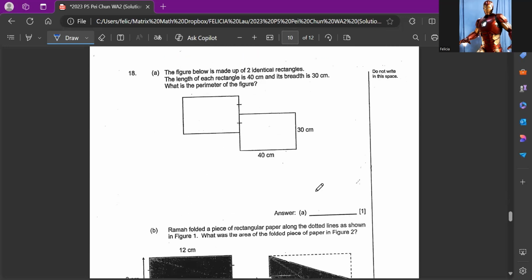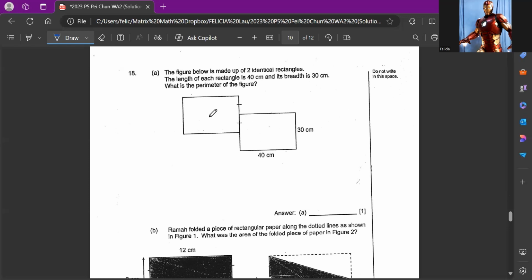Okay, question 18. The figure is made up of two identical rectangles. Length and breadth are provided, 40 and 30 respectively. What is the perimeter of the figure? For questions like that, where the rectangles are arranged in a staggered arrangement, we call this a staggered arrangement because they're not placed side by side neatly. It's shifted, like this one is shifted downwards.